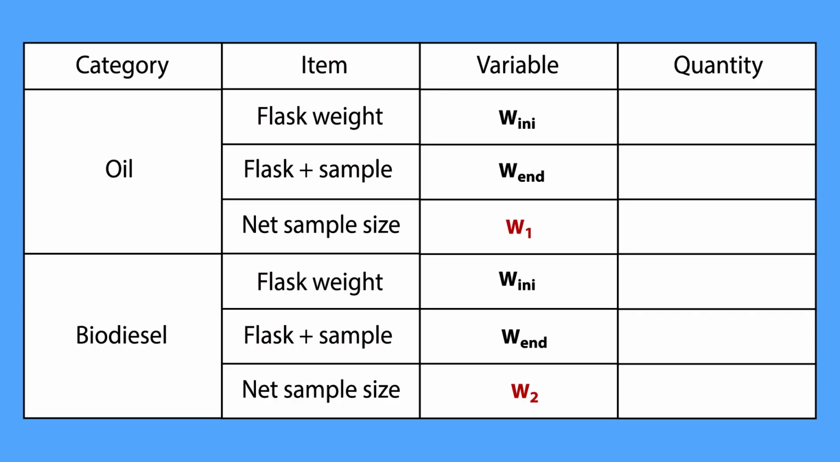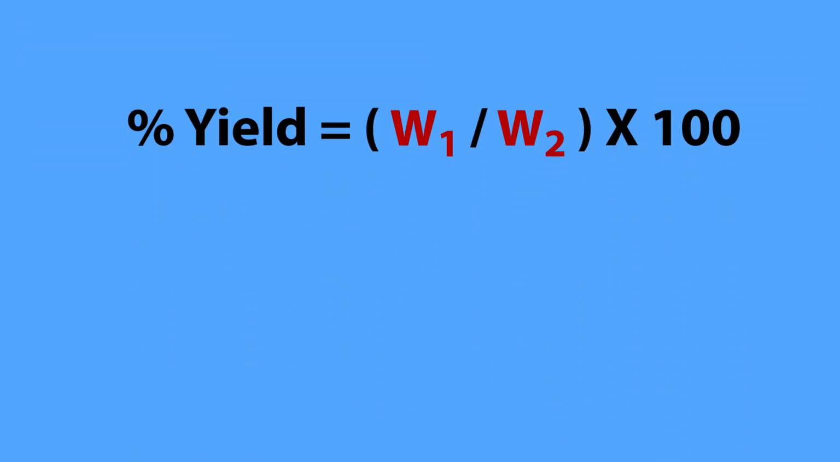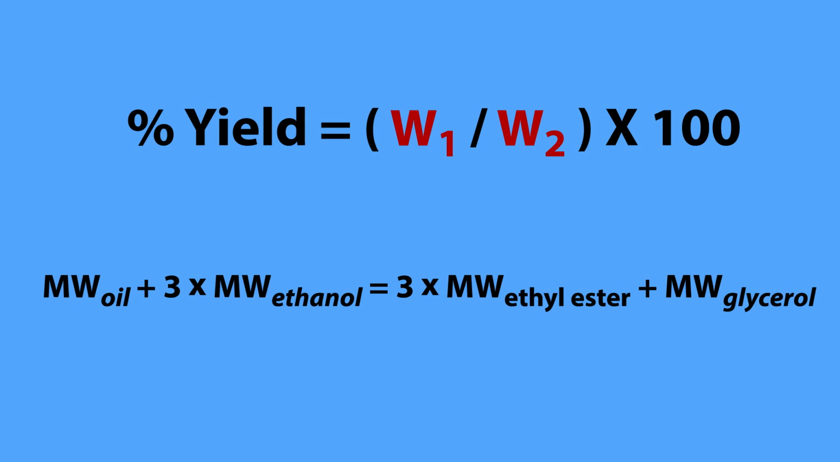Based on the crude glycerol weight, calculate the estimated biodiesel yield. Also, calculate the average molecular weight of the ethyl esters using the known molecular weights of oil, ethanol, and glycerol, with the relationship shown here.